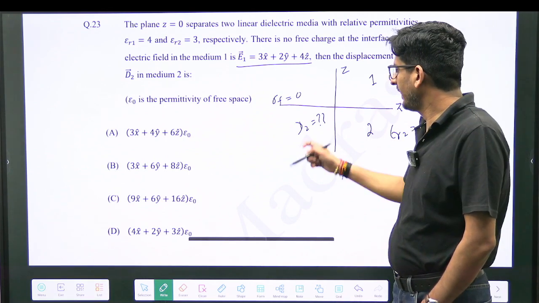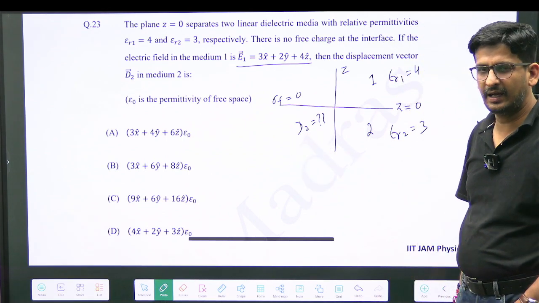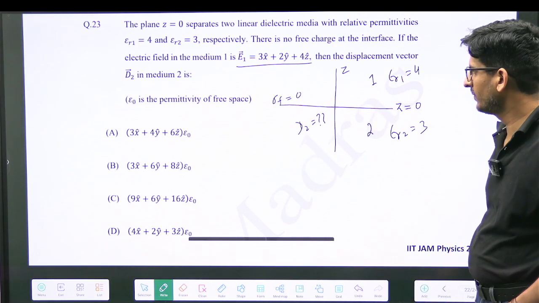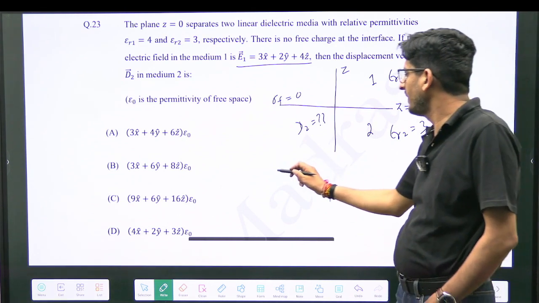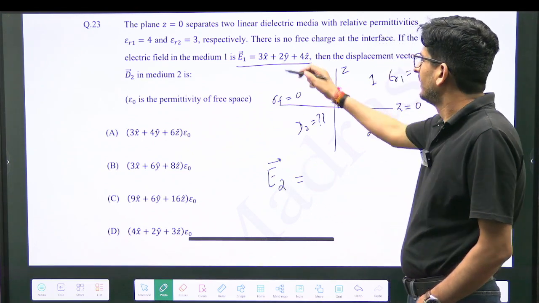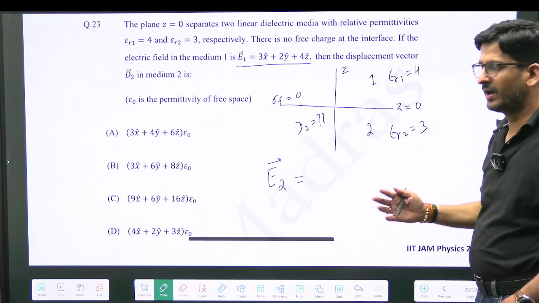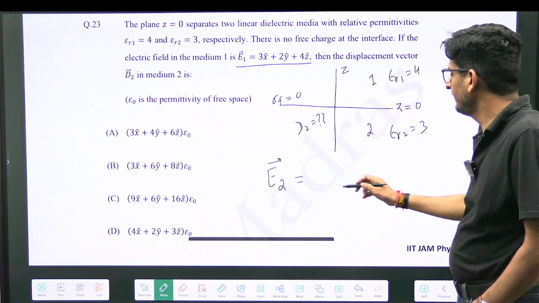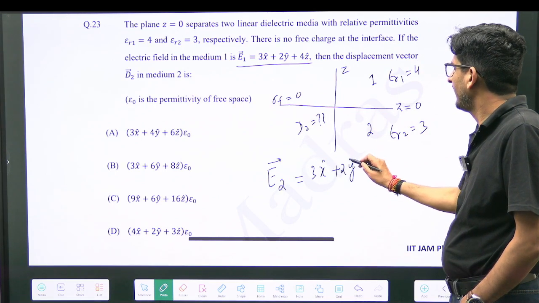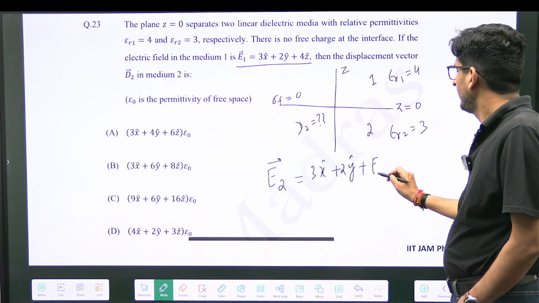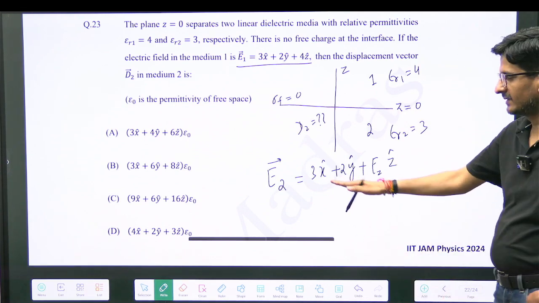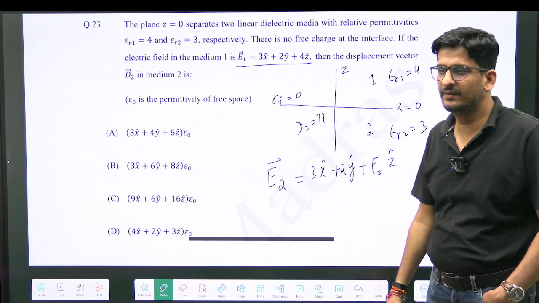So what I can do, I can calculate E2 and then I can calculate D2. This I can do. So first thing is that what will be the profile of E2? That will be, because parallel component of the boundary conditions are same, so it will be 3x cap plus 2y cap plus Ez z cap, because this parallel component of electric field will not change.